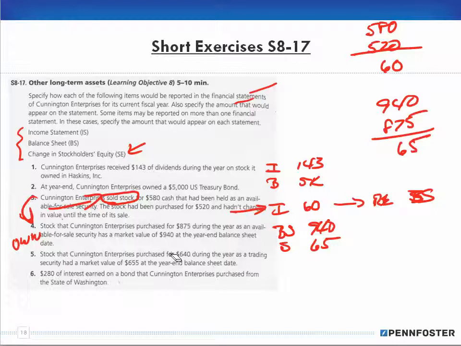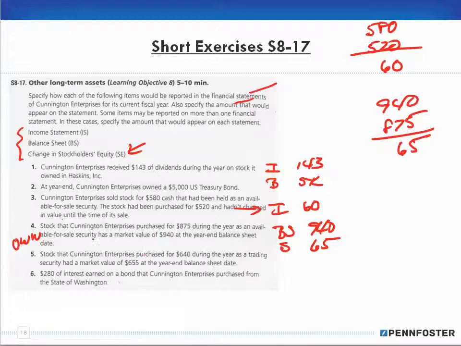So to go back over it again, with number 3 here, they're selling the stock for $580 in cash. The stock had been purchased for $520 and hadn't changed in value until the time of its sale. So the difference ends up being a change in the income statement because it went on and off the books relatively quickly. So there's no difference in your balance sheet. The difference is you're recording the gain on the sale of that stock.